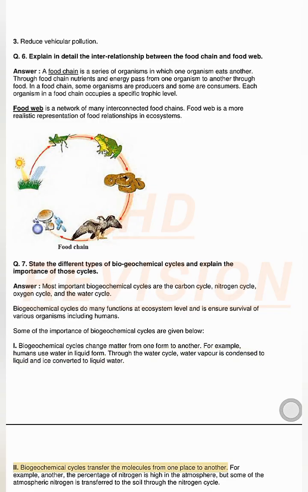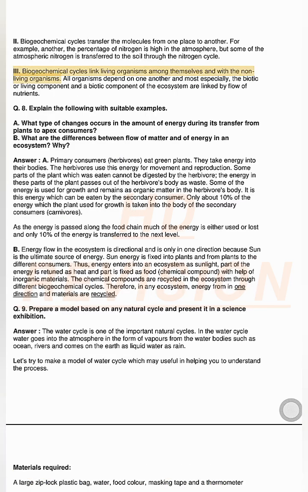2. Biogeochemical cycles transfer the molecules from one place to another. For example, the percentage of nitrogen is high in the atmosphere, but some of the atmospheric nitrogen is transferred to the soil through the nitrogen cycle. 3. Biogeochemical cycles link living organisms among themselves and with the non-living organisms. All organisms depend on one another, and most especially, the biotic or living component and abiotic component of the ecosystem are linked by flow of nutrients.